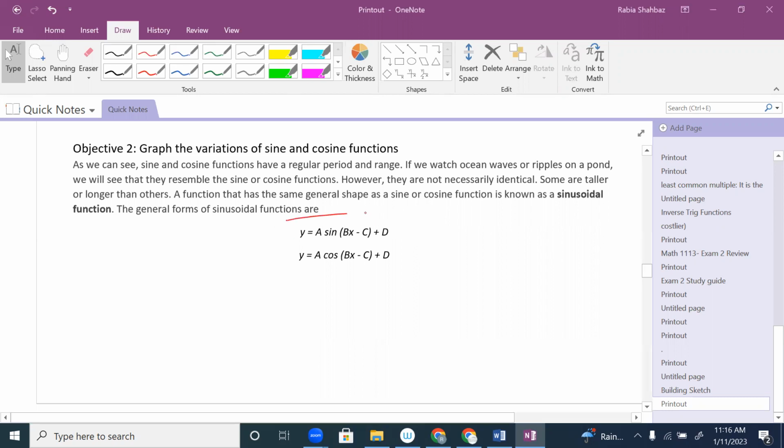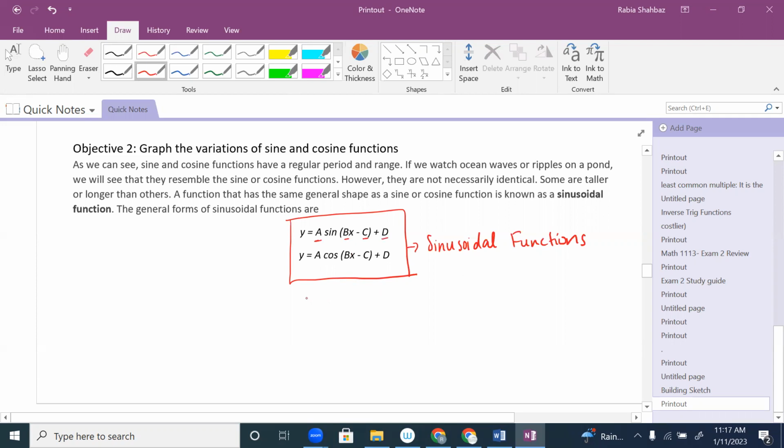So right here, we have two equations, and we call these sinusoidal functions. One is for the sine and the other is for the cosine. Notice that this is the standard form. You have some parameters here, which we will talk about, and how they impact the graph.